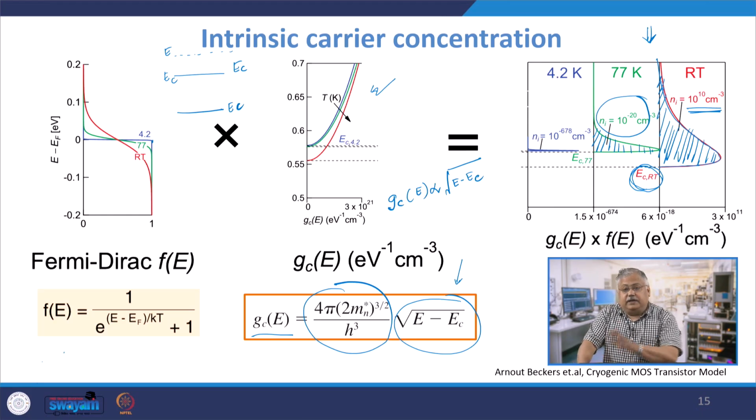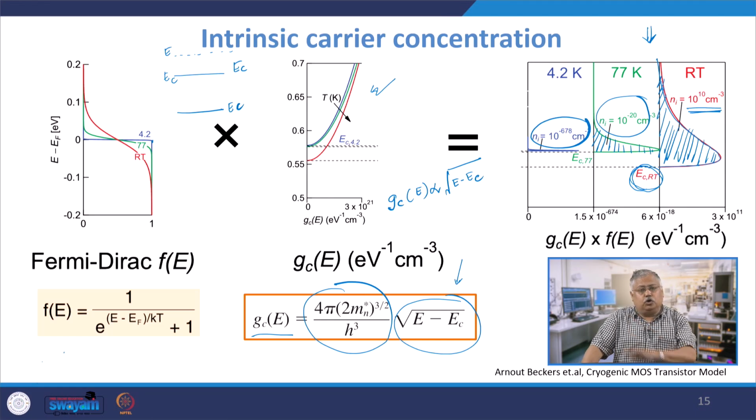It is 10 to the power minus 20 at low temperature. And if you further go down to 4.2 Kelvin, you see it's almost a straight line, there is no area available, and the Ni, or intrinsic carrier concentration, is 10 to the power minus 678 per centimeter cube, right.